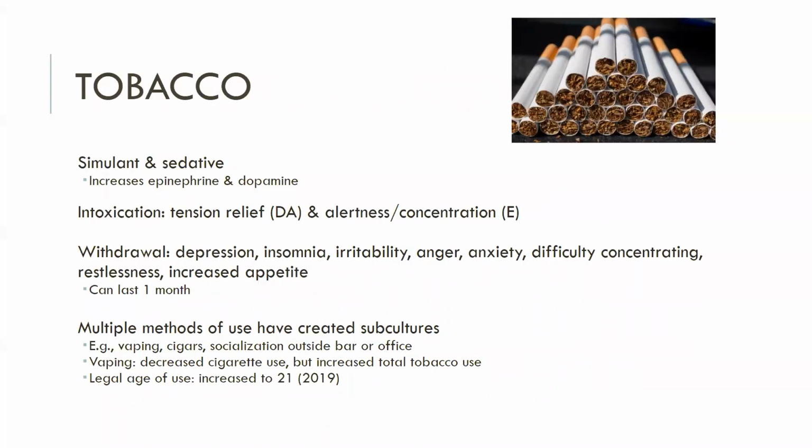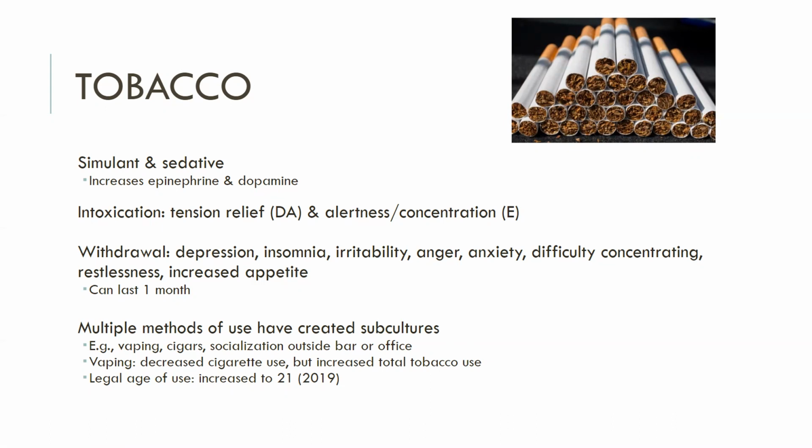Okay, moving right along to tobacco. Tobacco is interesting in that it functions as a stimulant and a sedative at times. This is because it has an impact on two chemicals in the brain, epinephrine and dopamine. Dopamine facilitates tension relief and epinephrine facilitates alertness and concentration, which are the two main signs of intoxication. Symptoms of withdrawal include depression, insomnia, irritability, anger, anxiety, difficulty concentrating, restlessness, and increased appetite, and collectively withdrawal can last for about a month post last use.